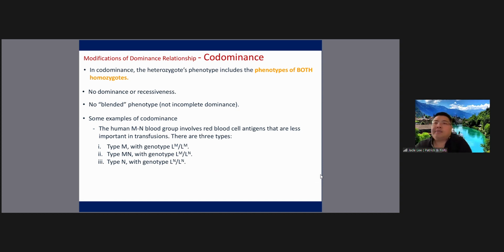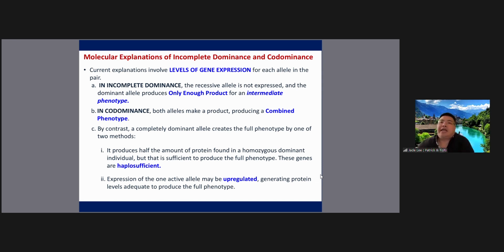Okay, itulah co-dominant. So, current explanation ya untuk yang level of gene expressions for each allele, contohnya in incomplete dominance, the recessive allele are not expressed, and the dominant allele produce only enough product for an intermediate punya product. Boleh ya? Maksudnya dia tidak menyebelahi dominant ataupun recessive. Tapi dalam incomplete dominance, the recessive value memang tidak express lah. Tetapi yang dominant punya gene pun tidak mampu hasilkan produk untuk tunjukkan dia punya dominance tu. So dia hanya boleh keluarkan phenotype di mana dia menunjukkan perantara. Okay, genotype yang perantara. Manakala dalam co-dominant, both allele make a product and producing a combined phenotype.